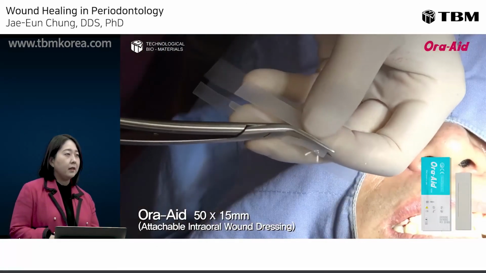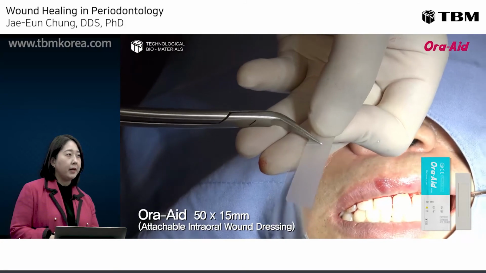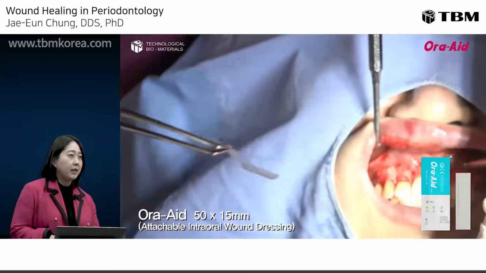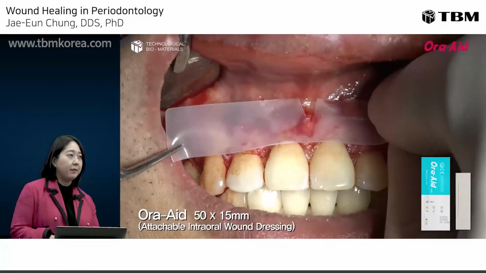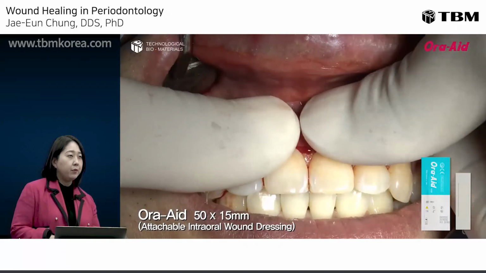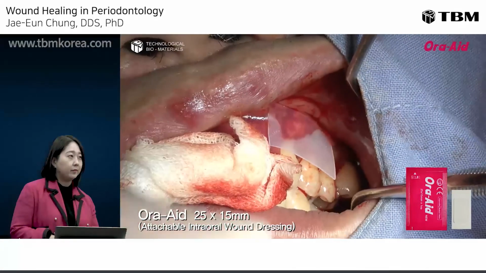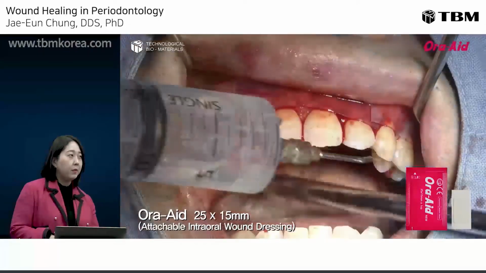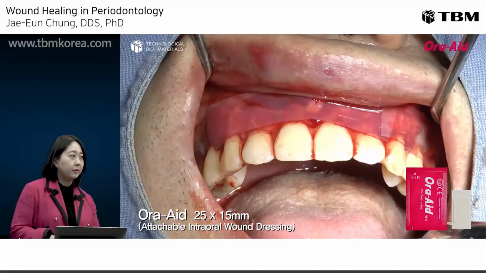This case is gingival depigmentation and the application of Ora Aid. Trim the dressing and make a notch in the dressing to secure the space for the labial frenum. Apply the dressing and push it for about 10 to 30 seconds. The application method is so simple and easy.